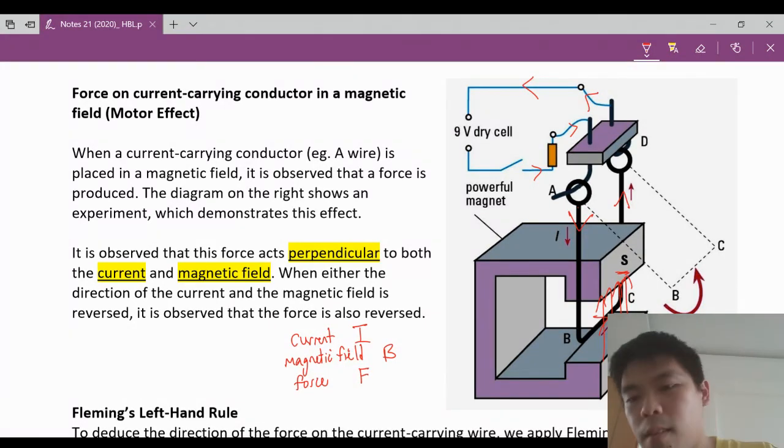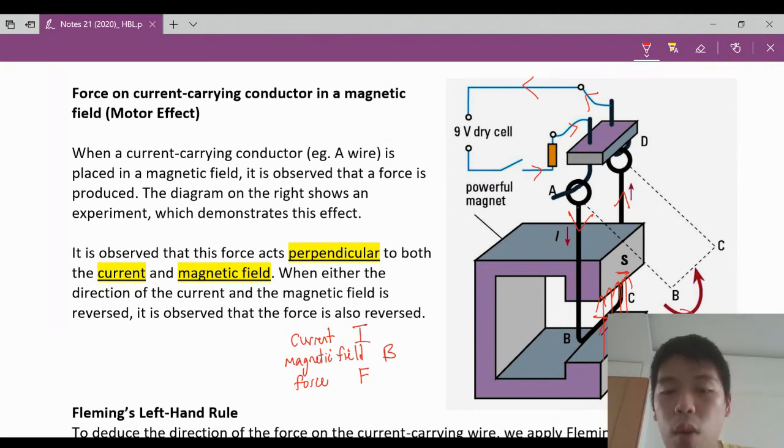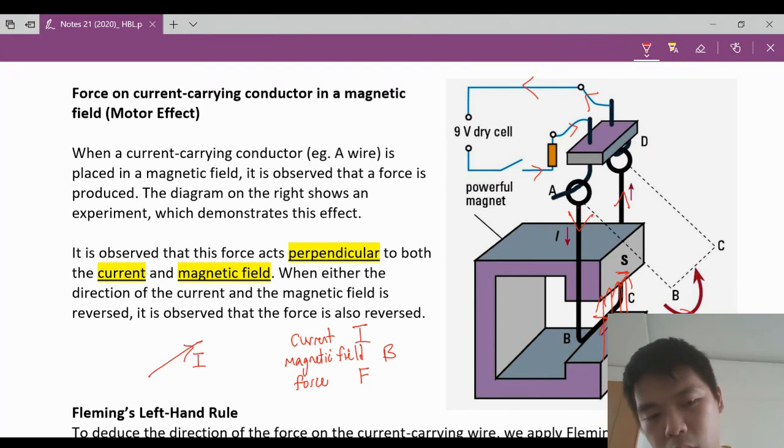Now we want to identify the force. Down here it shows that this wire is being forced up this way, or we can say that this wire experiences a force this way. That's why it's being kicked out. So let's put all this into perspective. Current goes here, magnetic field goes here, and this wire is being kicked out and the force goes here.